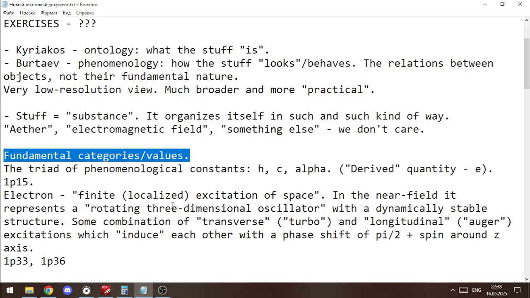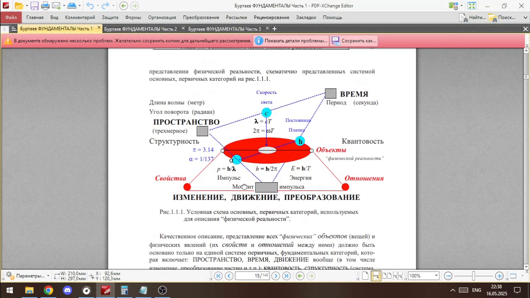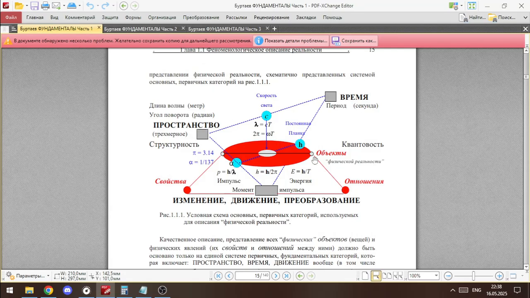So we're going to be dealing with some fundamental categories and values, and here I'll show you from the book. So we have space, we have time, we have motion, and the only quantities we're going to be dealing with constantly are the speed of light c, Planck's constant h, and the fine structure constant alpha, and also pi, of course. And everything else we derive. These are the only numbers which are considered to be given, and everything else we shall derive.